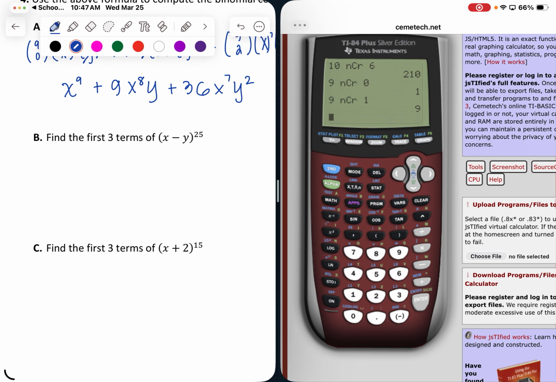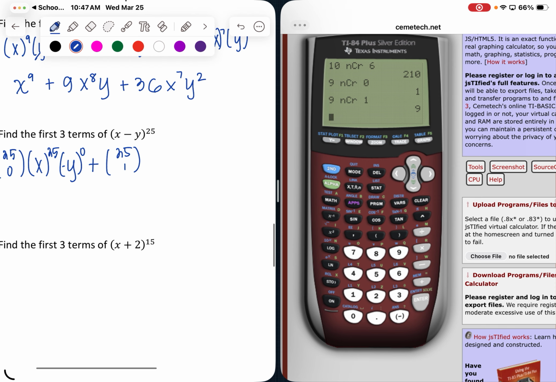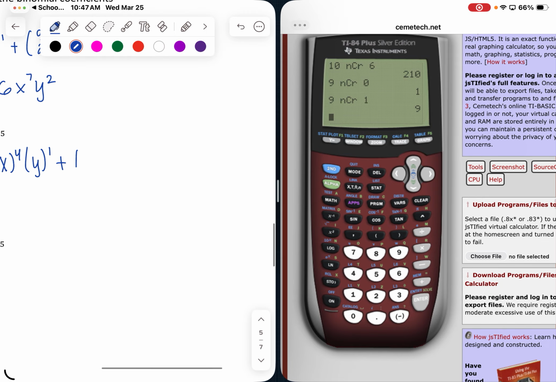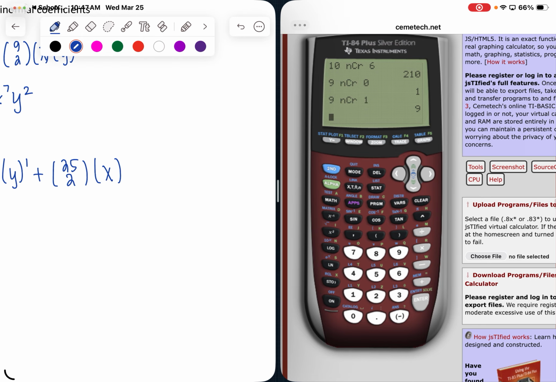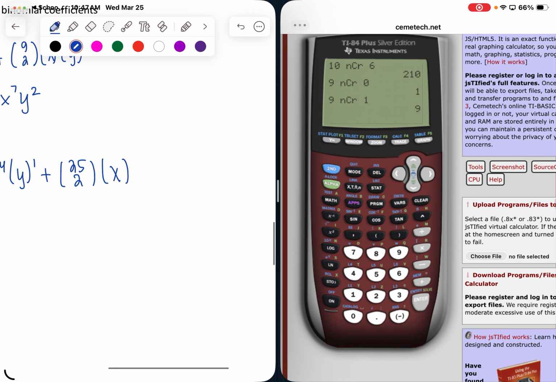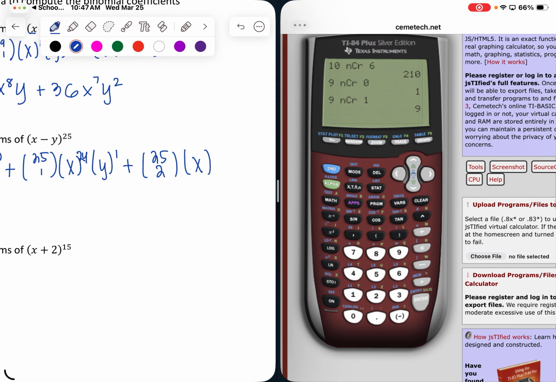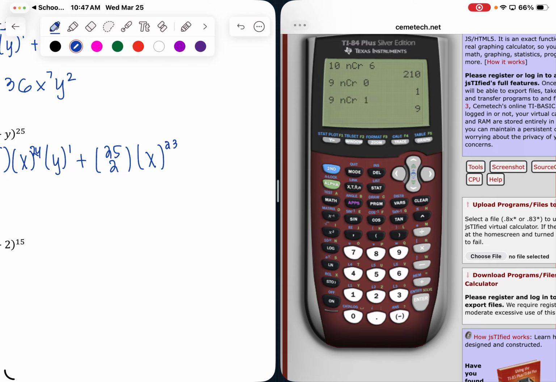Find the first three terms of this. So once again, 25 rows of Pascal's triangle, or actually 26 rows of Pascal's triangle, or doing 25 choose 0, x to the 25th, negative y to the 0, plus 25 choose 1, x to the 24th, y to the 1st, and then 25 choose 2, x to the, oops, I put 4 instead of 24. This is 23, y squared.